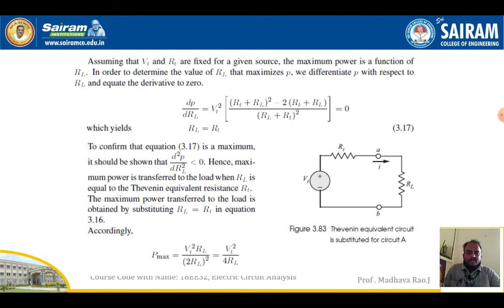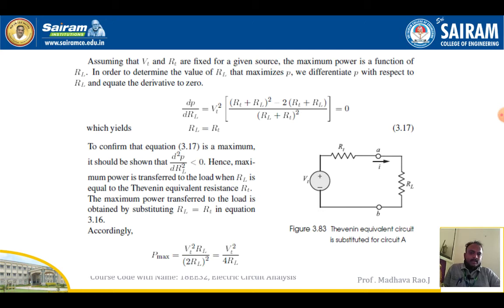Coming to the maximum power relation, we need to differentiate that power equation with respect to RL. Assuming that VT and RT are fixed for a given source, the power is a function of RL. The load resistance is variable. So in order to determine the value of RL that maximizes P, we differentiate P with respect to RL, applying the u by v method.